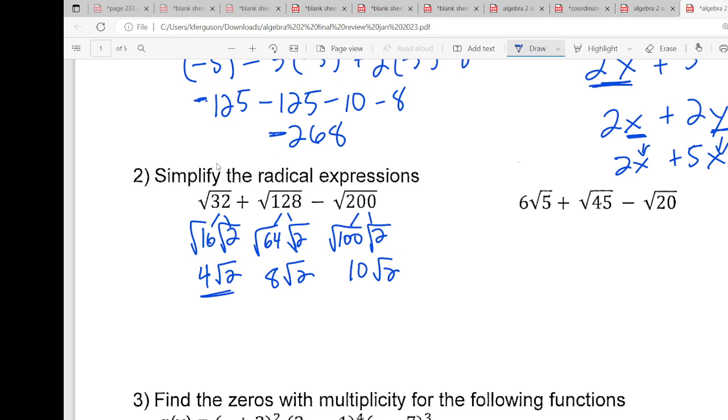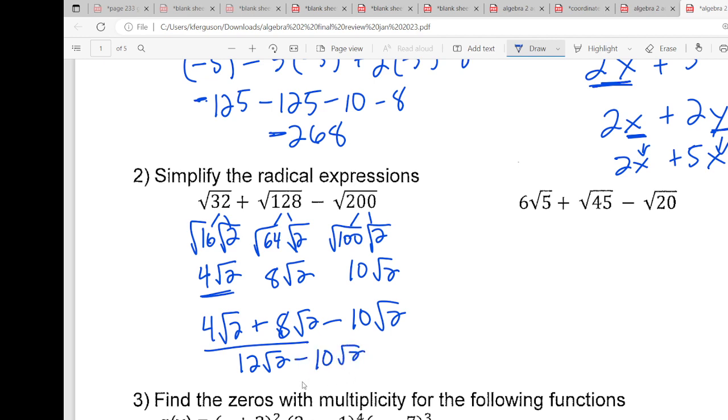So now I'm going to rewrite the problem the way it is. That's 4 square root of 2 plus 8 square root of 2 minus 10 square root of 2. Now see, I can do this because 4 square root of 2 plus 8 square root of 2 is 12 square root of 2. And then minus 10 square root of 2 is just 2 square root of 2. And that's my final answer.